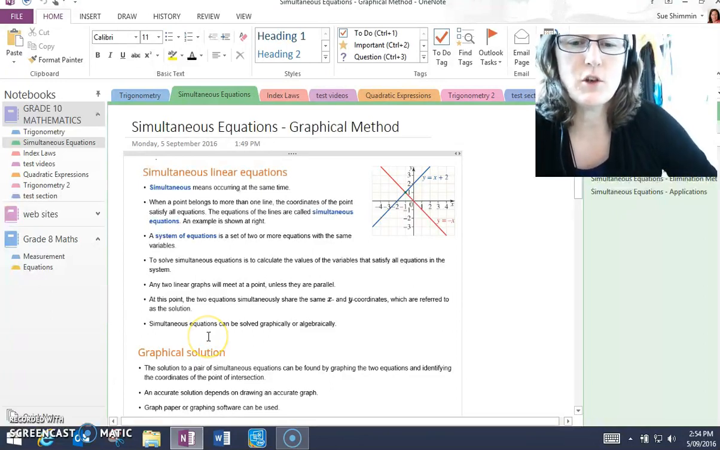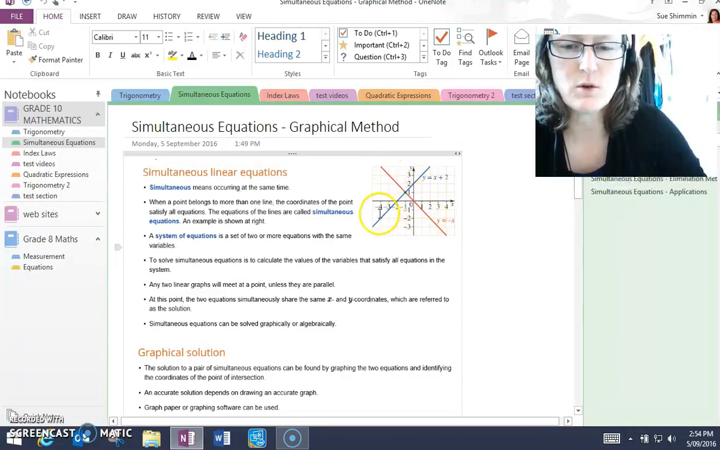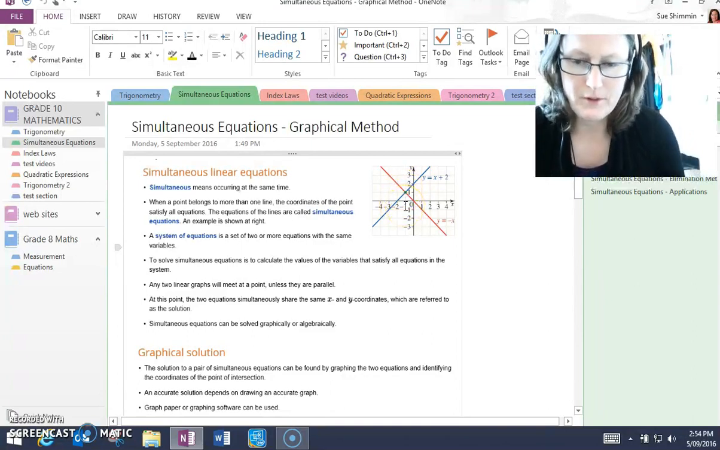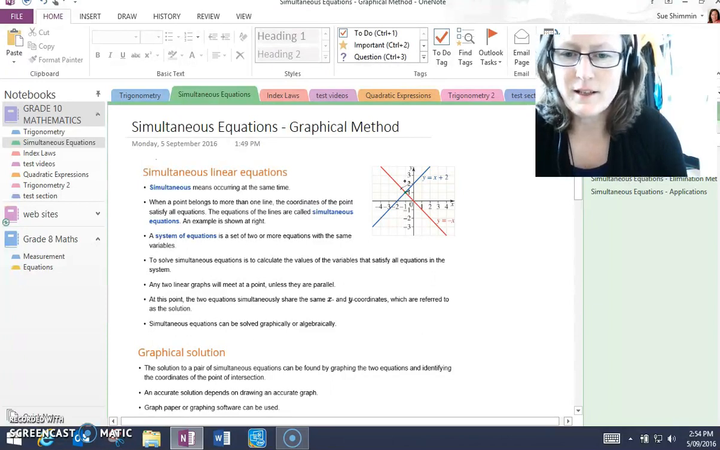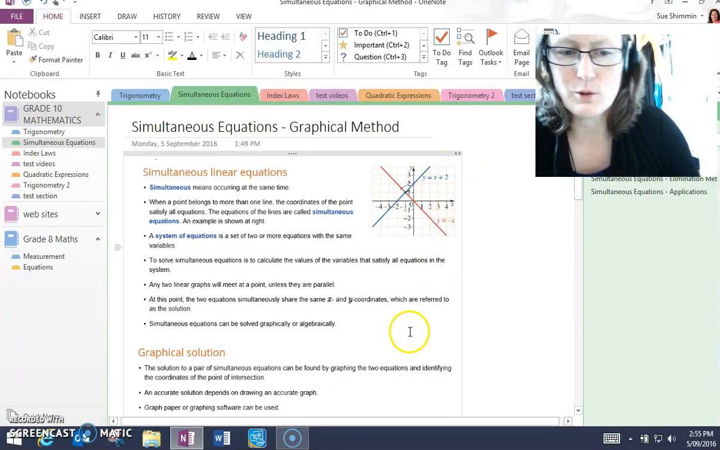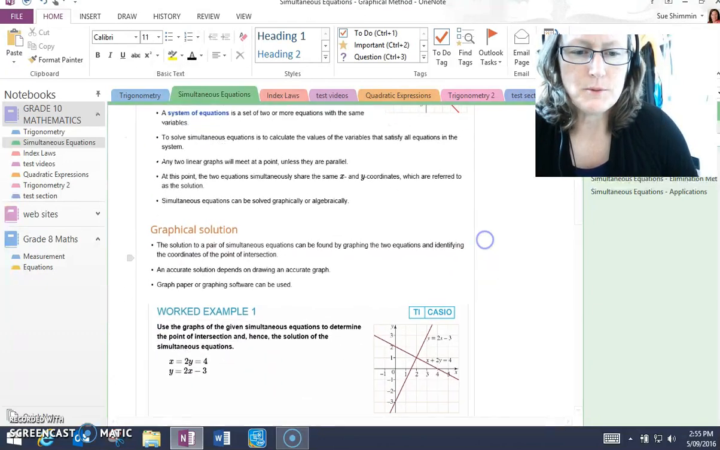So simultaneous means occurring at the same time. You can see here there's two lines drawn, one in red and one in blue. The solution to these simultaneous equations is the point where the equations intersect. So from this example here, you can see where I'm pointing to. That point there, the point where x is -1 and y is 1, lies on both of those lines, so that is called the solution. We'll explain a little bit more now with some worked examples.